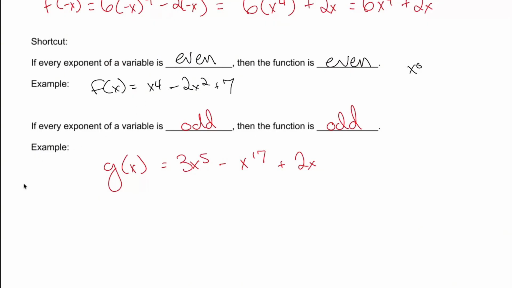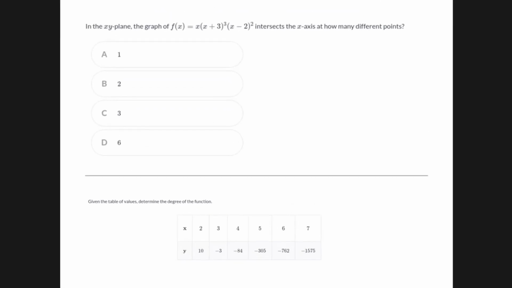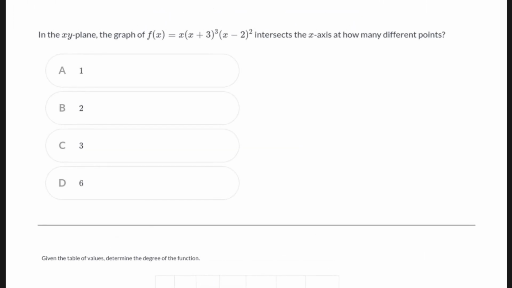If you have a mix of odd and even exponents attached to x, well, then you have neither. Okay, so that's a little shortcut. So let's do some practice problems. I believe we're going to do 2 pages of practice problems. Let's get into it.